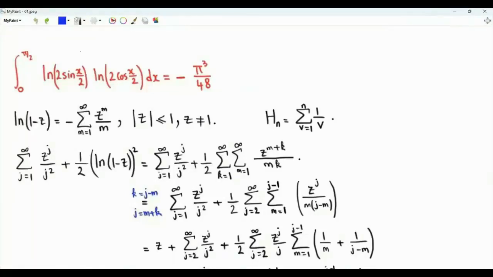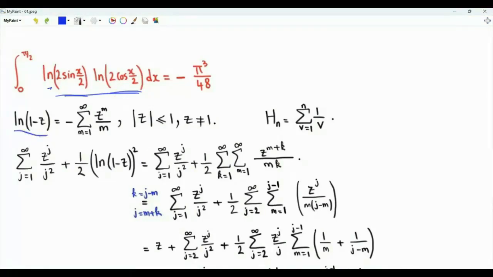Bismillah ar-Rahman ar-Rahim. This video is about the integral from 0 to pi over 2 of the product of the natural logarithm of 2 sine x over 2 and the natural logarithm of 2 cosine x over 2. We want to prove that the integral of this product is minus pi cubed divided by 48. Let's start by developing the tools needed to evaluate this integral.